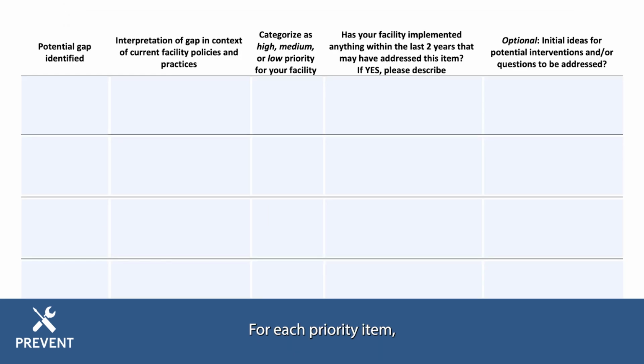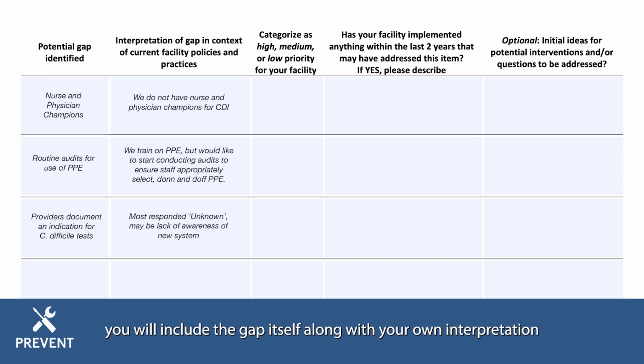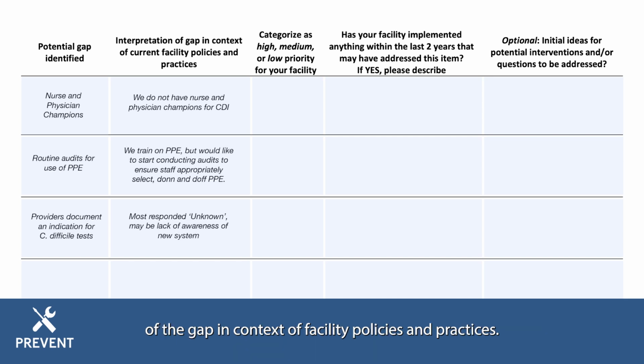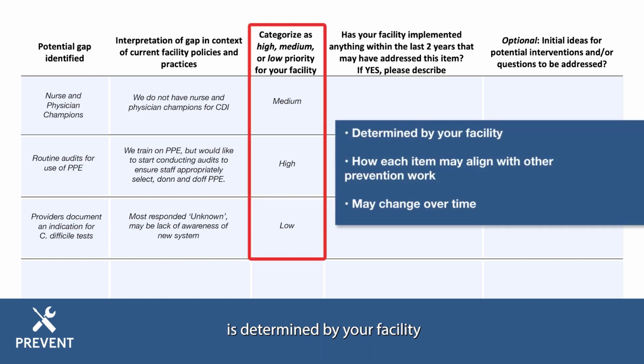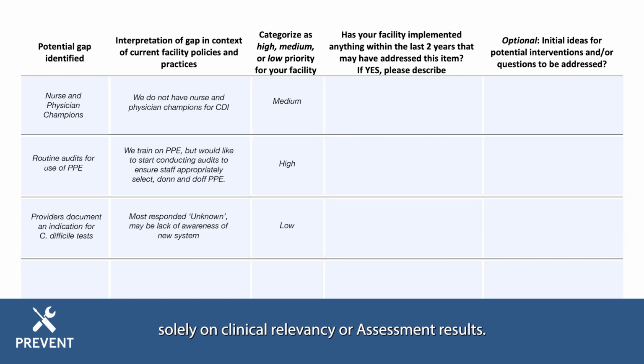For each priority item, you will include the gap itself along with your own interpretation of the gap in context of facility policies and practices. You will then assign a priority categorization, such as high, medium, or low priority. It is important to note that the priority categorization is determined by your facility and is a perception of how each item may align with other prevention work. These categories may change over time and may not be based solely on clinical relevancy or assessment results.